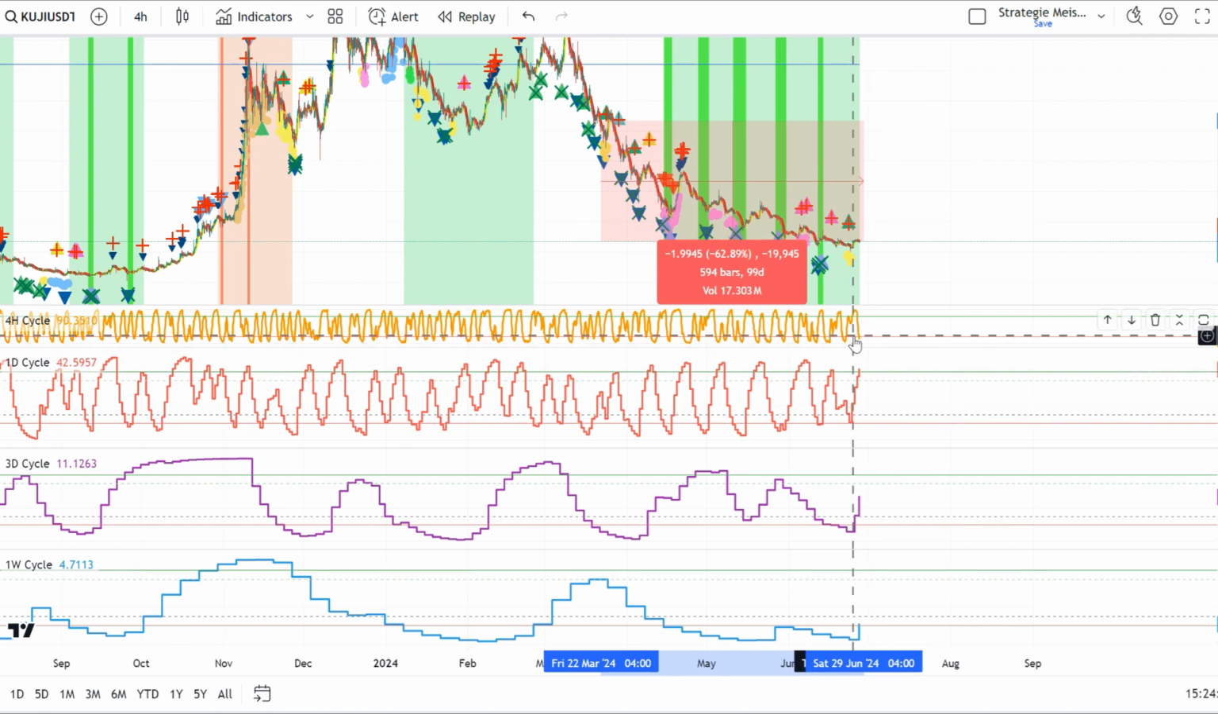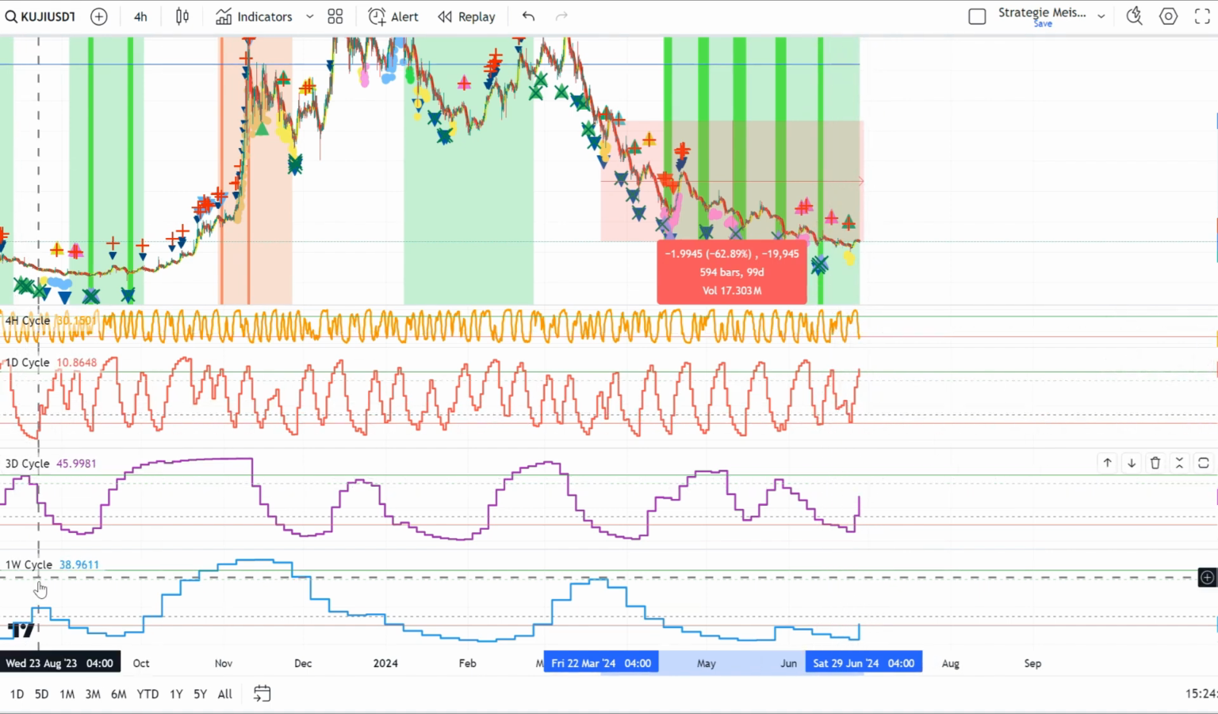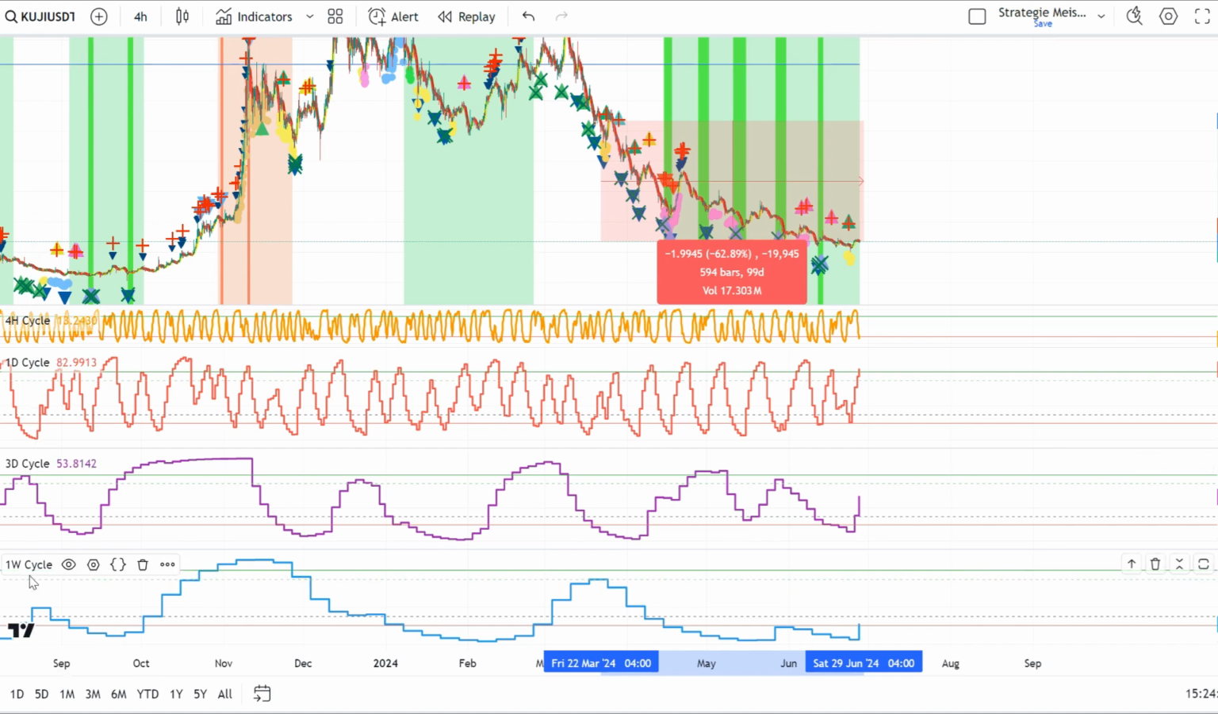The best possible way, the best possible opportunity to buy a coin is when all three of those cycles, the daily, the 3-day, and the weekly cycle, move together in harmony. Then the coin produces the highest possible returns.